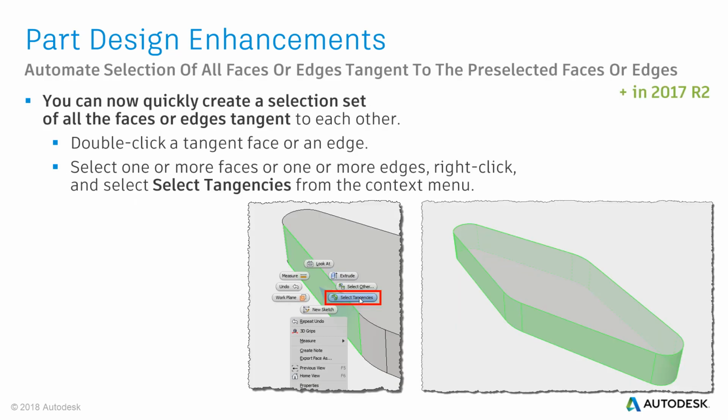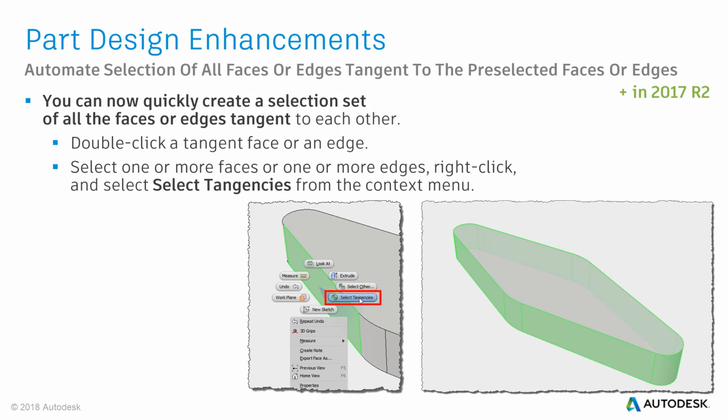With Inventor 2017 R2, one of my favorite feature enhancements has been introduced. The shown model on this slide is ideally suited to quickly understand the improvement. Previously, if you had to apply a certain appearance on tangent faces, you needed to click one face by one face. What a time waste!